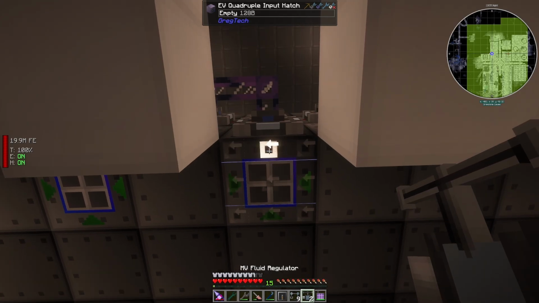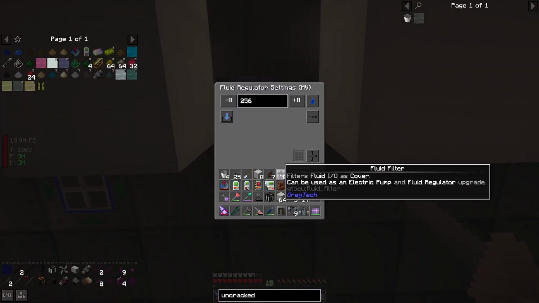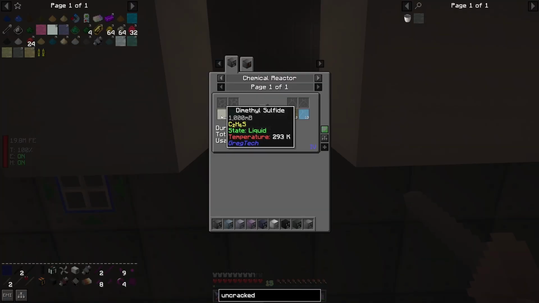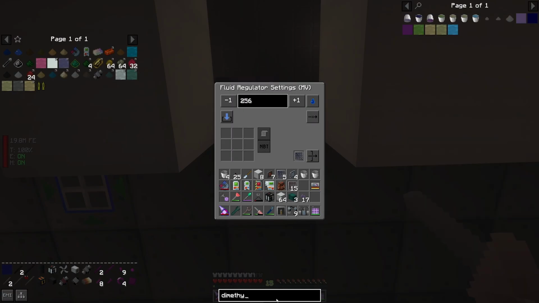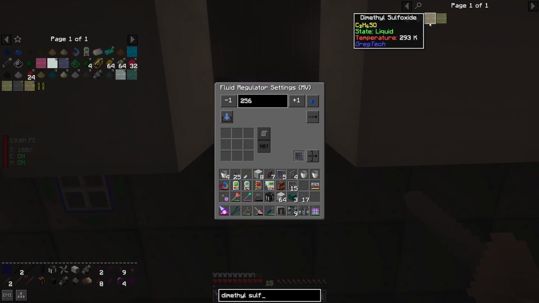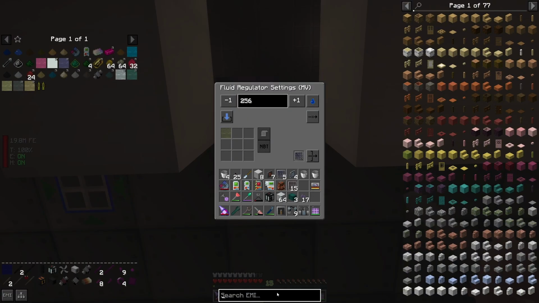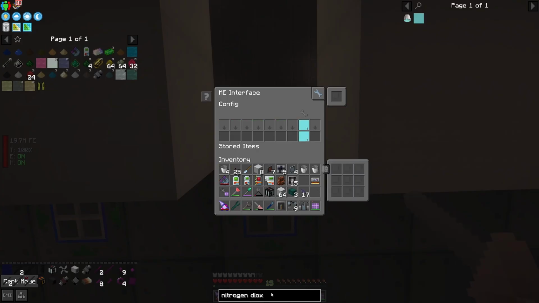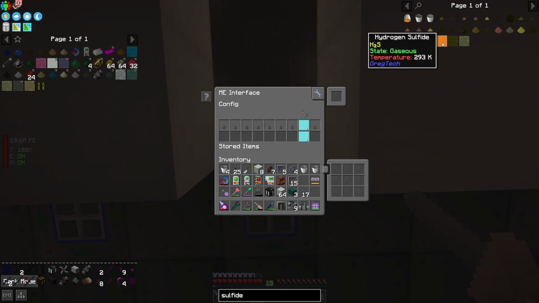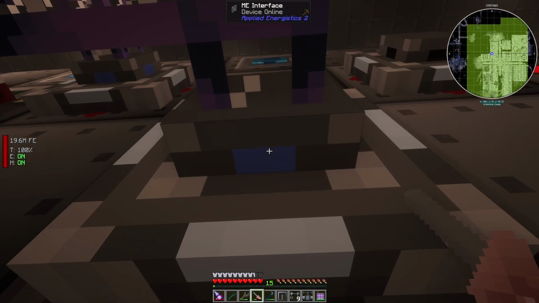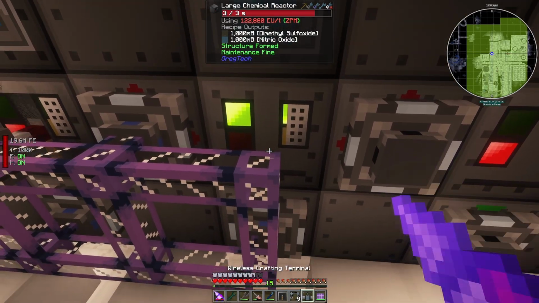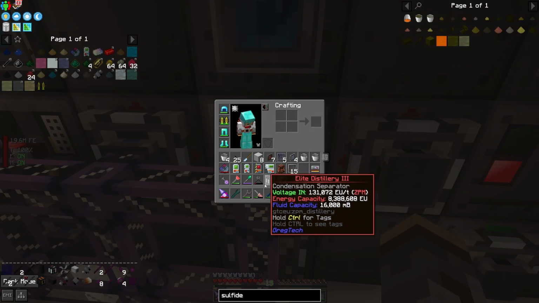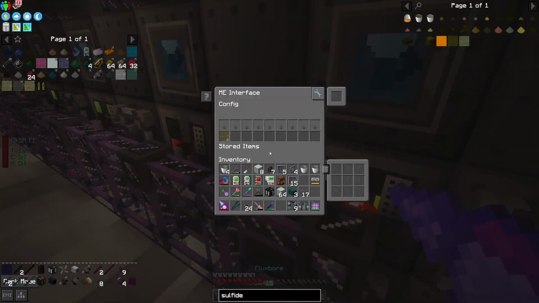Ugh. All right, so in you go. Import fluid. Dimethyl sulfide and nitrogen dioxide. Dimethyl sulfide, not that. Nitrogen dioxide. And one to one. Okay. Dimethyl sulfide, and you go. All right, so you are making our sulfoxide.